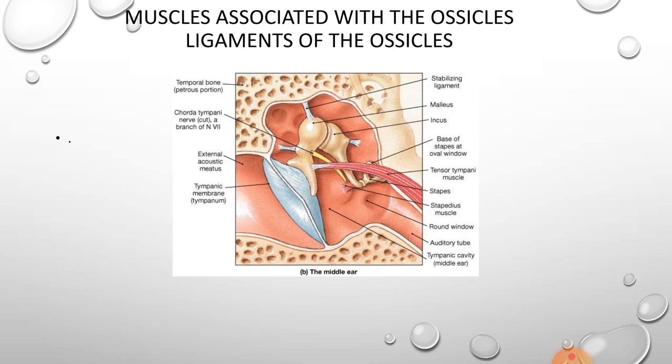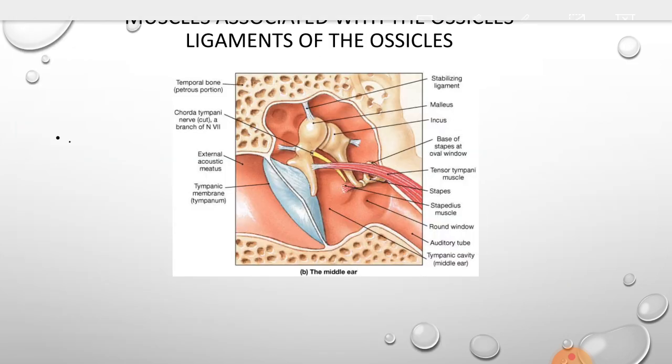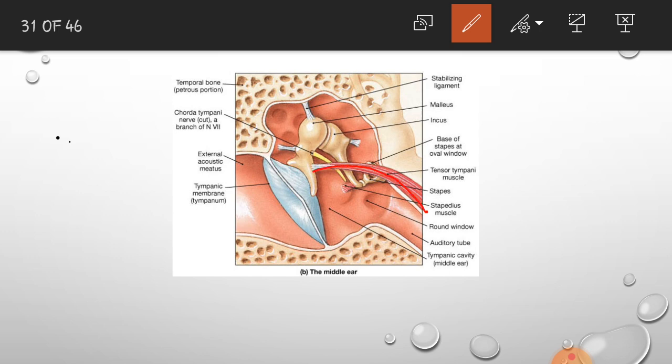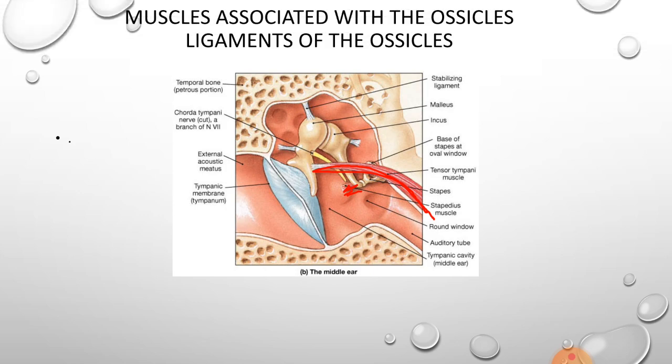Now the muscles associated with the ossicles and the ligaments of the ossicles. We already talked about the two muscles. This is the tensor tympani muscle, which is entering the middle ear cavity through its anterior wall through a canal, and it is being attached onto the handle of malleus. And the other muscle that we see is stapedius here, which lies in between the pyramidal process and the neck of stapes. Let's talk about the ligaments in the next slide. I just want you to see the muscles first.